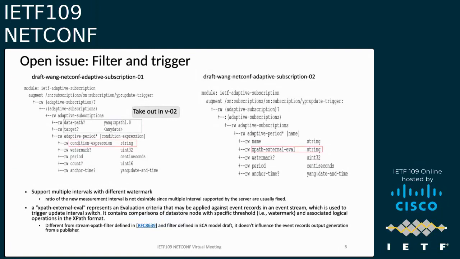For example, we changed the condition expression to the XPath external expression. This XPath external expression will keep track of data object changes, but it will not affect the event record output, and it can only be used to trigger the interval switching in a server. That's the main change we made, to try to simplify this model and decouple it from the ECA model, since we think these different use cases don't need to be tied to the ECA use cases.